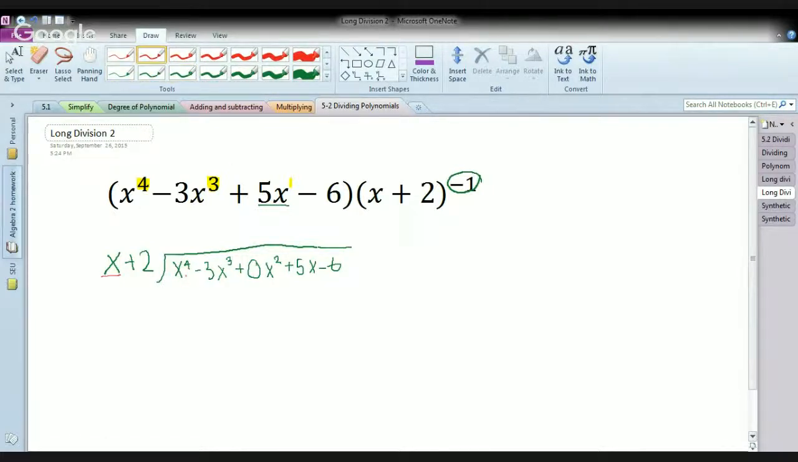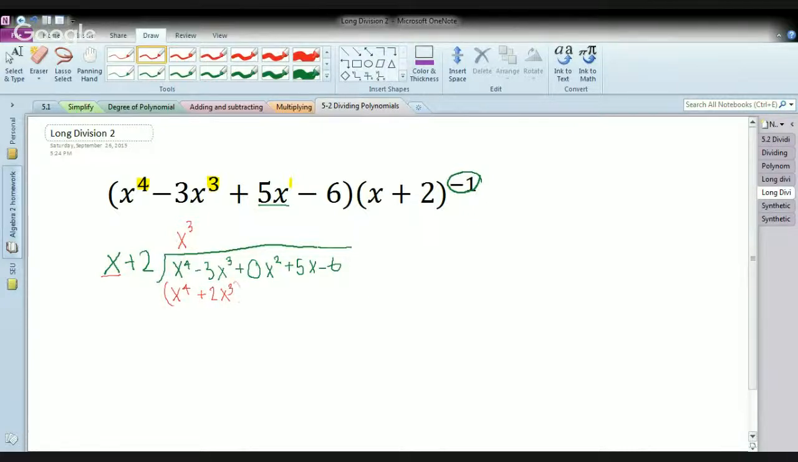So x times what gives me x to the 4th? Well, x to the 3rd does. So x times x to the 3rd gives me x to the 4th. Then I have x to the 4th. 2 times x to the 3rd is going to give me a positive 2x to the 3rd.